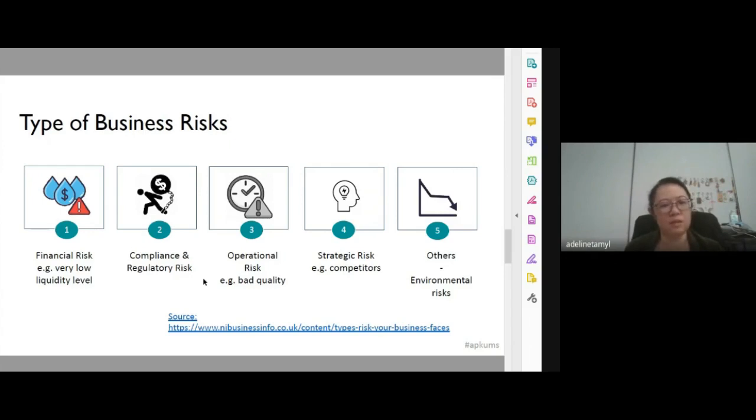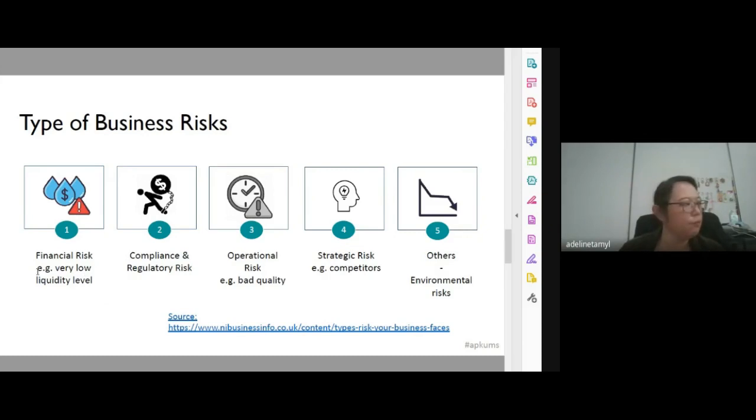For example, one of them is you have to measure the temperature of the customer before allowing the customer to go inside. These are the regulation or compliance that we must follow. Next, operation risk, like I say, food quality, bad quality, food poisoning, these are operation risks because we didn't operate in the right way. And next, strategic competitors. Okay, so competitor risk. So how we use our strategies to solve the problem. And next, environmental risk.